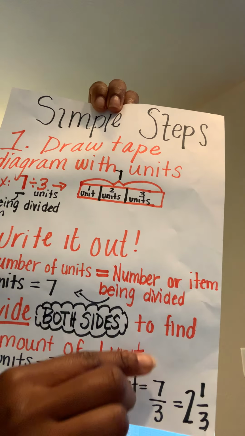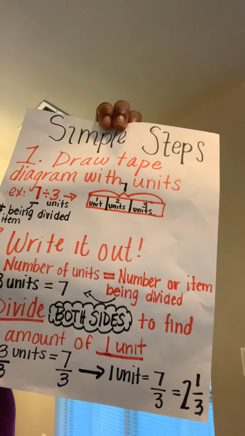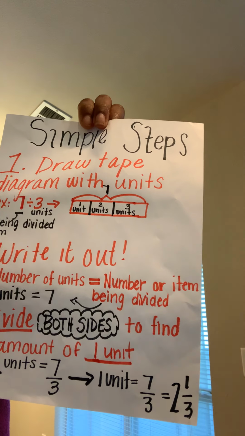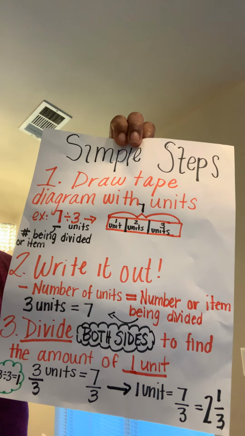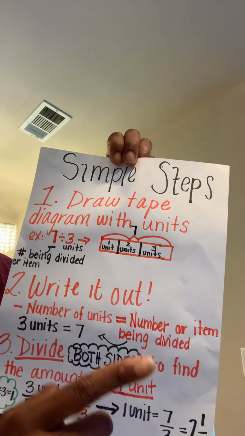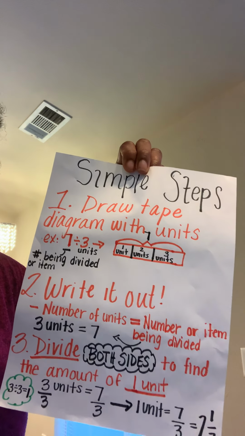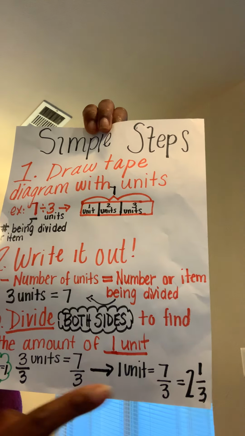So we know that 3 goes into 7 2 times, because 3 plus 3 equals 6. All right? So we've got our whole number of 2. When we stop at 6, we have to count up 1 more to get to 7. So we know that we have 1 out of 3 left. So our answer here would be 2 1/3. So if you follow these 3 simple steps when you're working out your problems on your assignment, you'll be fine.